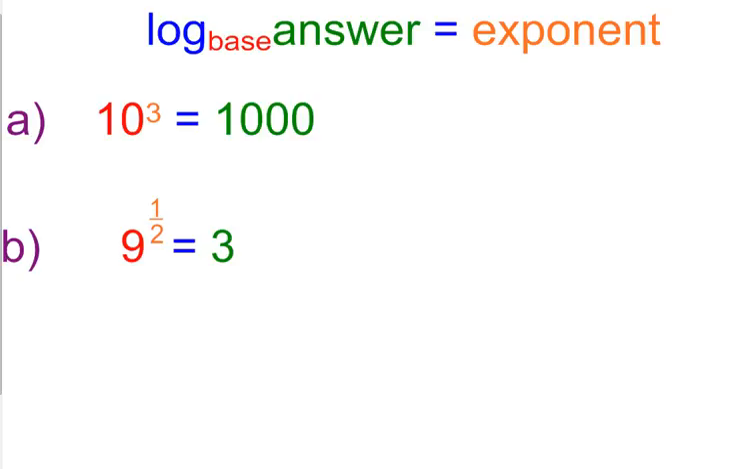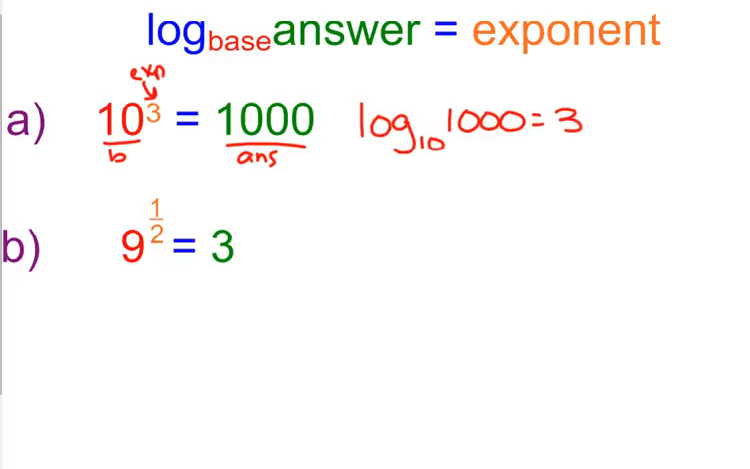In the next couple, we're going to move from exponential form to logarithmic. So I'm always going to say log, and then I have the base here. Well, what's the base in this problem? There's the base. That's my exponent, which leaves this to be my answer, right? So I have log base 10, answer 1,000, equals exponent. See how I'm copying this right here, helping me use that? So I would say log base 10 of 1,000 equals 3.